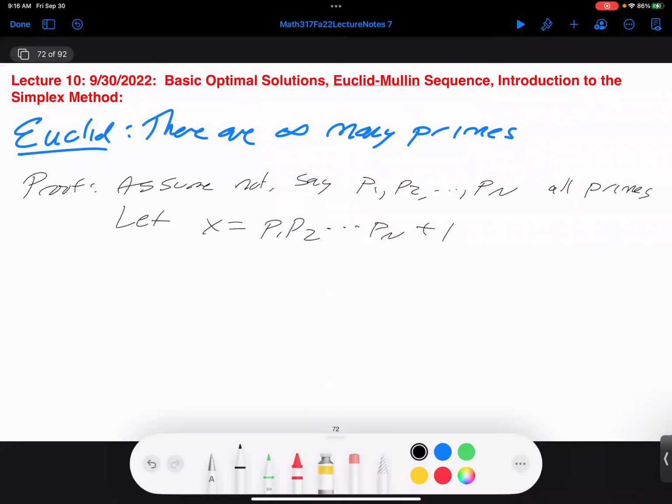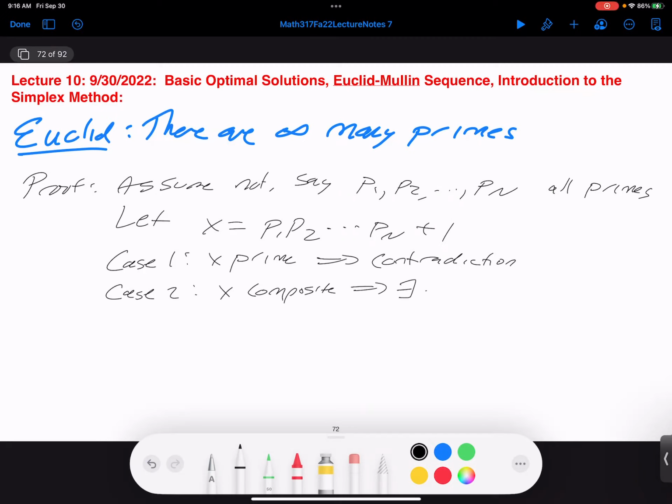So case 1, X is prime, and that will lead to a contradiction because we assumed our list was complete. So if X happens to be prime, contradiction. So what's the only case that's left? Composite. So case 2, X is composite, which implies there exists a prime P that divides X. That's what it means to be composite. You're divisible by a prime, and you yourself are not prime.